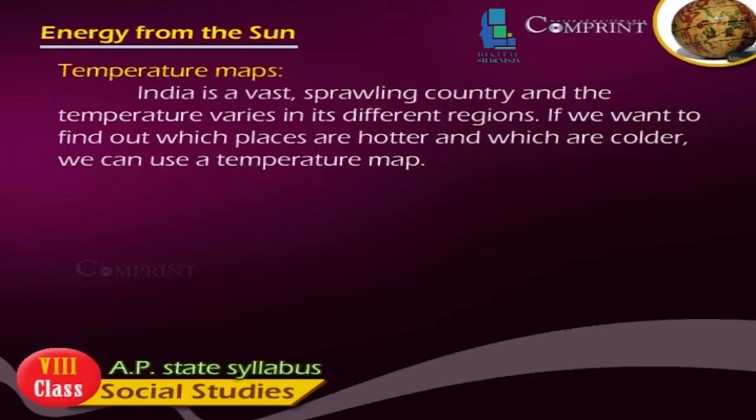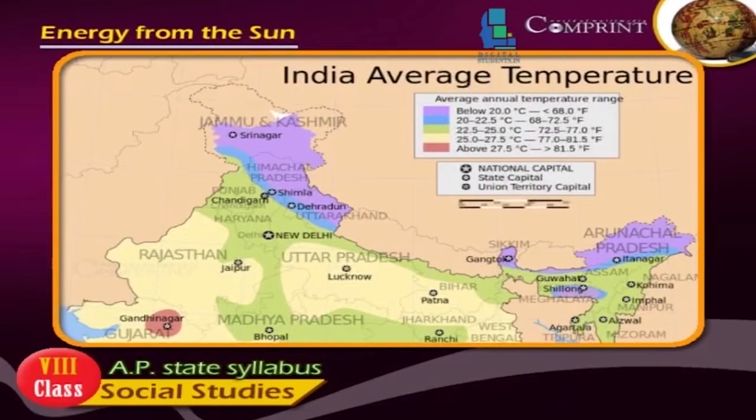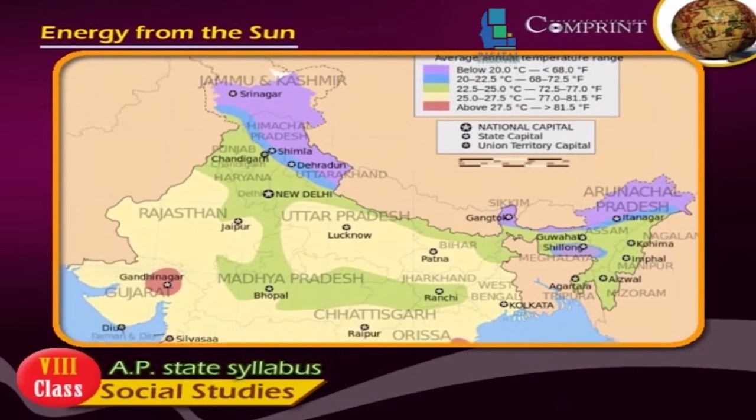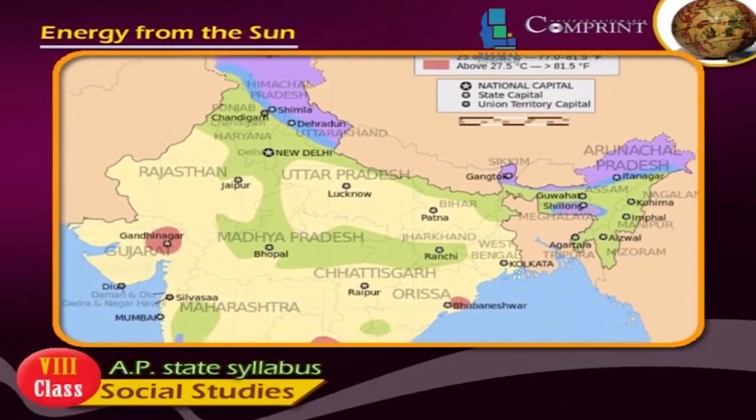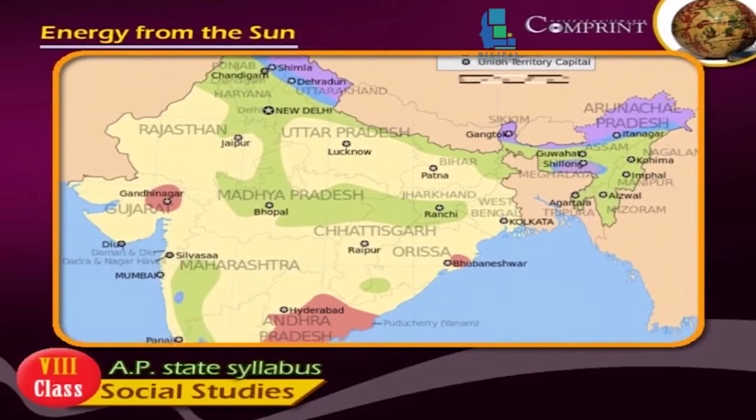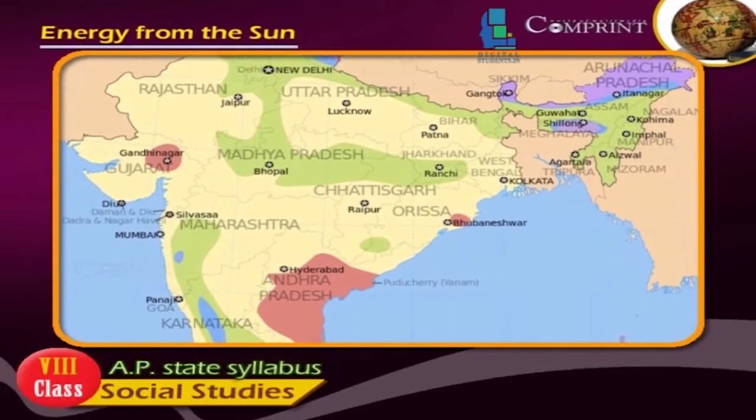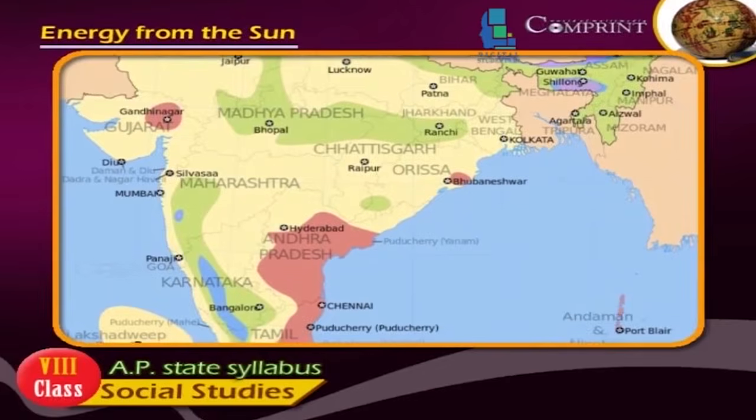Temperature maps. India is a vast, sprawling country and the temperature varies in its different regions. If we want to find out which places are hotter and which are cooler, we can use a temperature map.